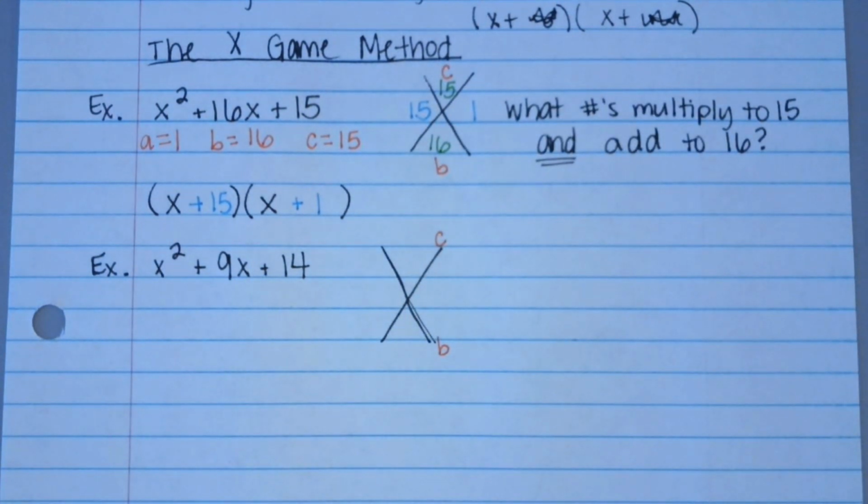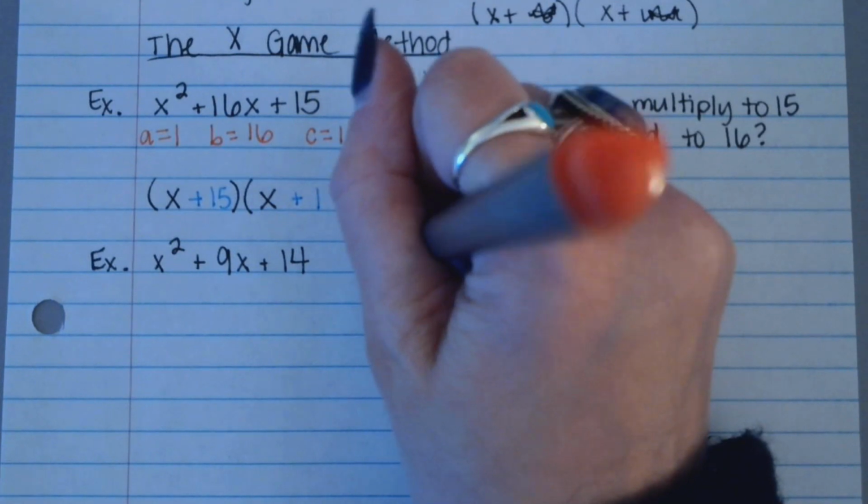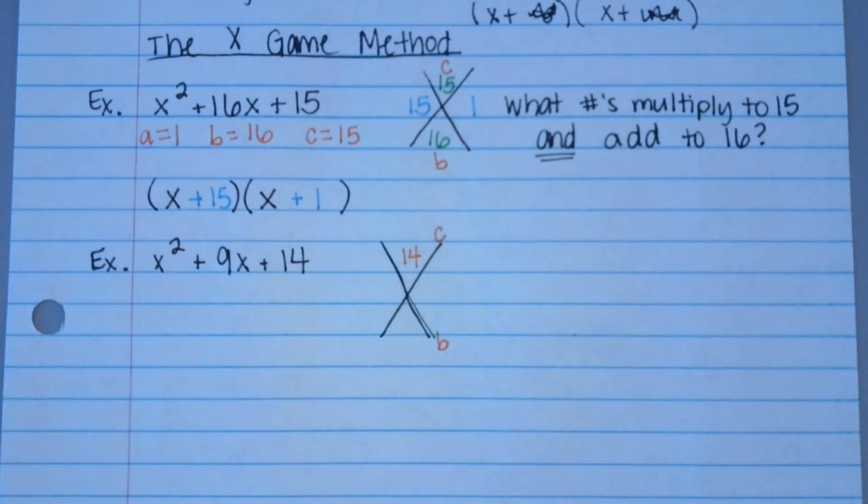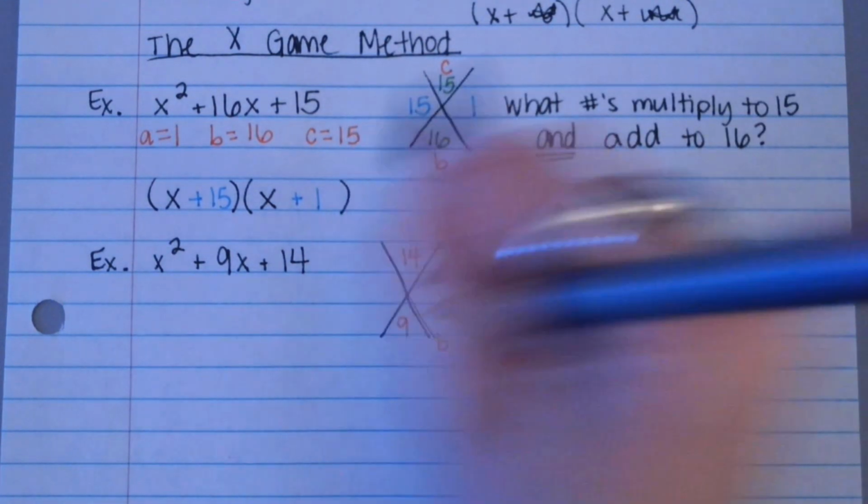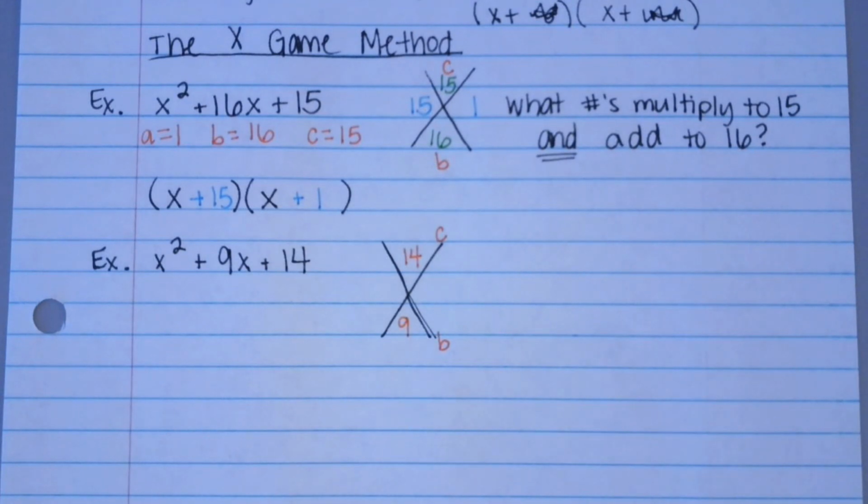What is the C value of this? 14. So 14 goes on top, and then what is my B value? 9. So that goes on bottom. So multiply up, add down.